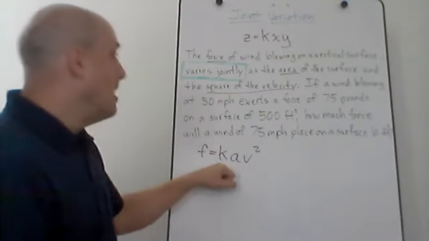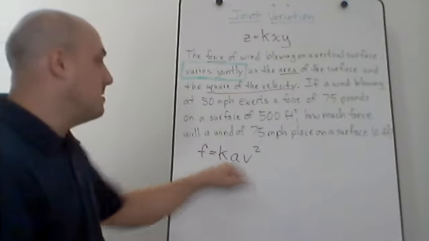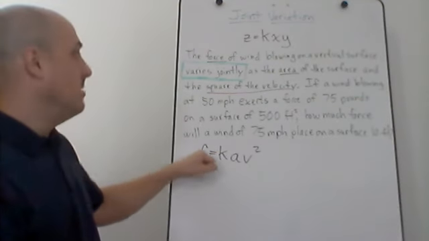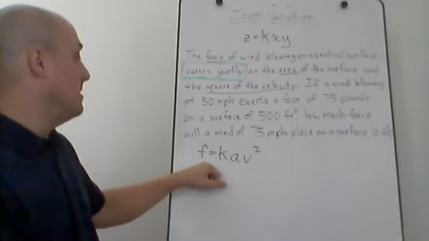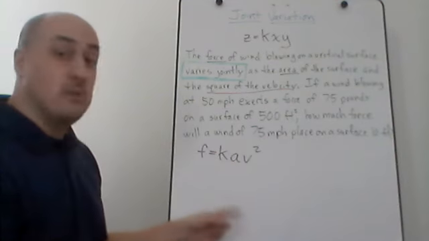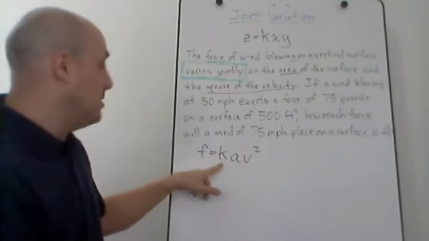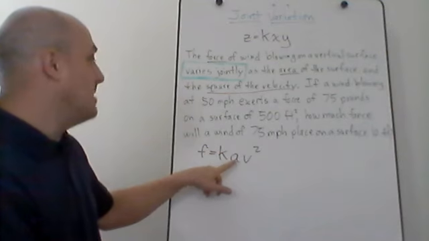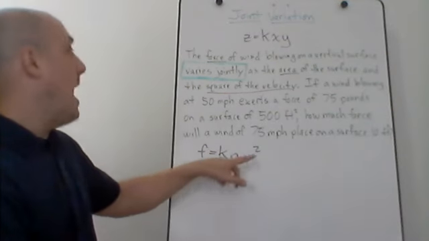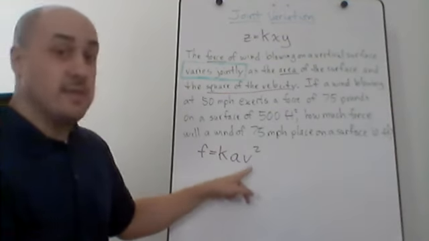All right, so this is my setup for this problem. This is the general formula of the force of a wind on a vertical surface varying jointly. Varying jointly means all these things on the other side are going to be multiplied together. I have the constant of proportionality K, it varies jointly as the area of the surface, A, and the square of the velocity, V squared.